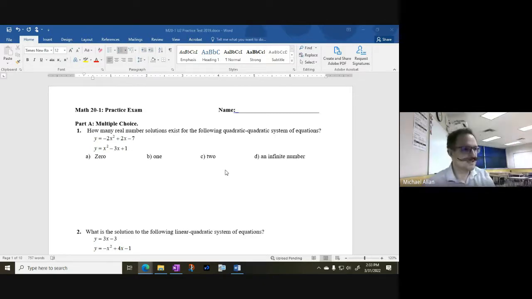All right. So we want to find out how many real solutions there are. The keyword is real solutions. There are some imaginary ones in there, in this quadratic system of equations. So it's already kind of set up nicely here.